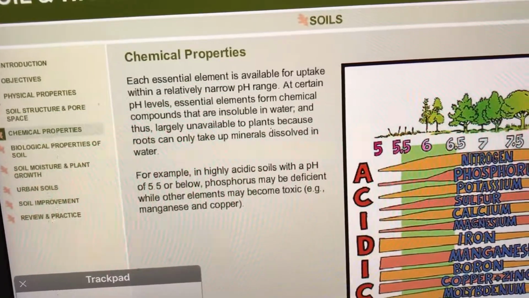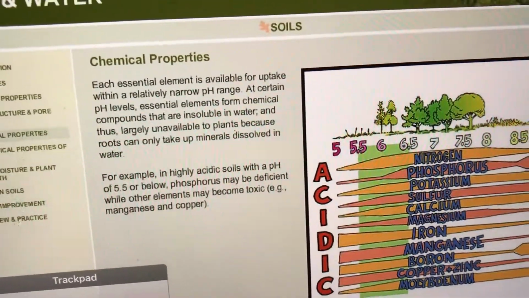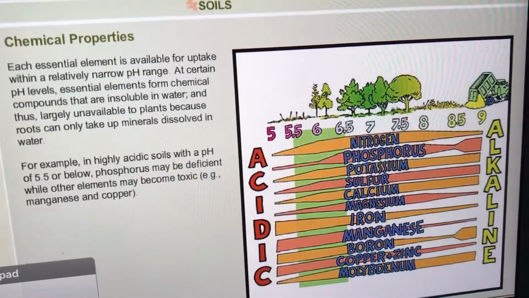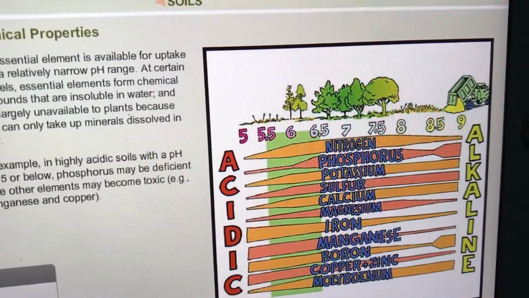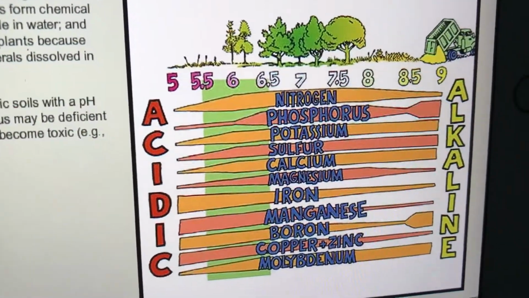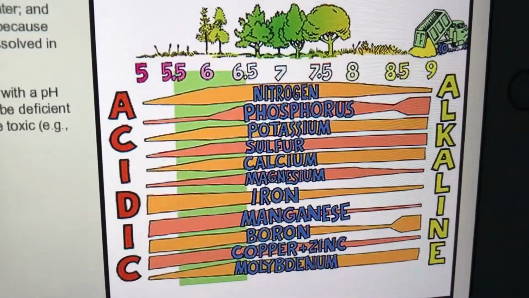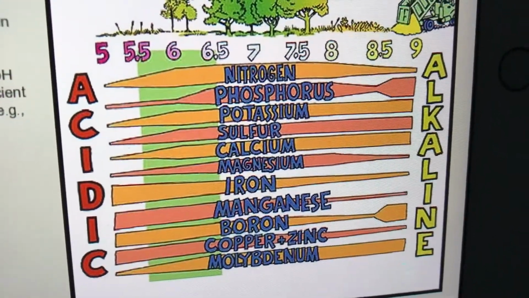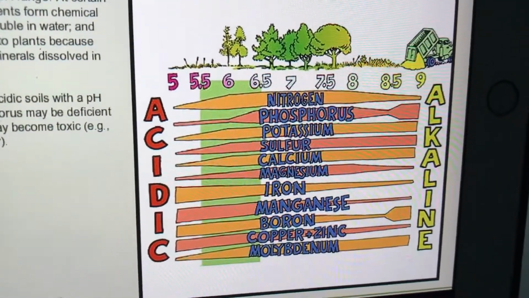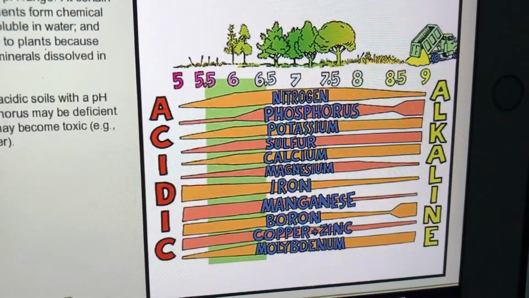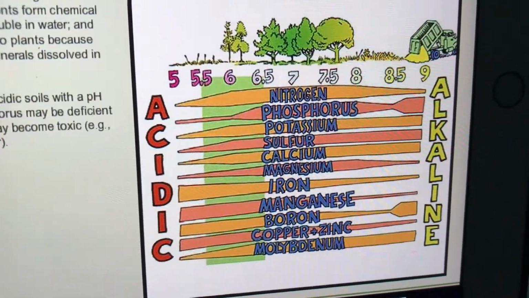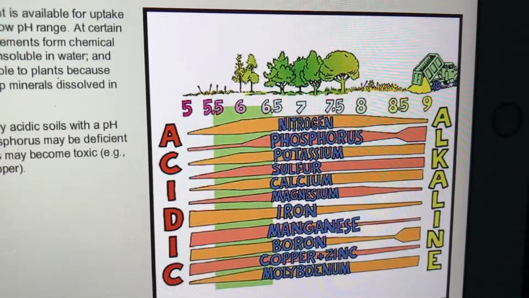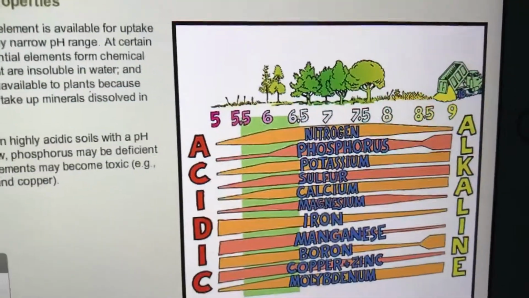Each essential element is available for uptake within a relatively narrow pH range. At certain pH levels, essential elements form chemical compounds that are insoluble in water and thus largely unavailable to plants because roots can only take up minerals dissolved in water. For example, in highly acidic soils with a pH of 5.5 or below, phosphorus may be deficient, while other elements may become toxic, such as manganese and copper.